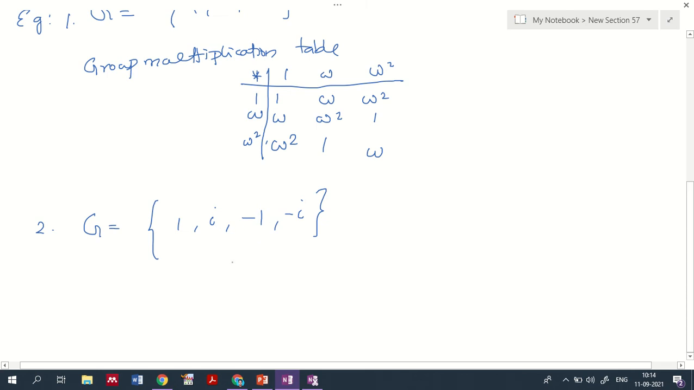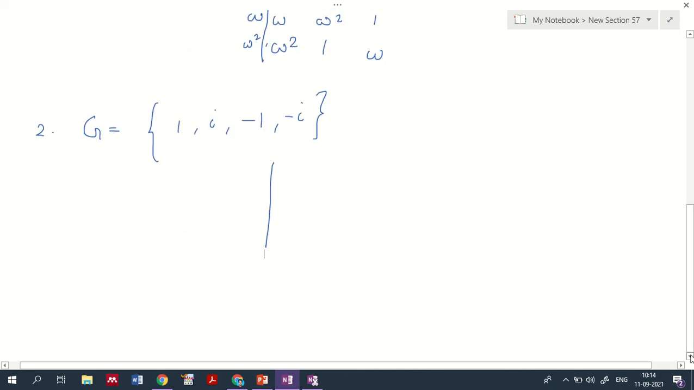Okay, so if I represent the multiplication table corresponding to this, it will be like this. So I have to represent all the elements of the group on the column, and also I have to represent all the elements on the row as well, that is 1, I, minus 1, minus I, and similarly here 1, I, minus 1, minus I. Okay, so here the operation is multiplication, right? So multiplication is the operation we are operating here.